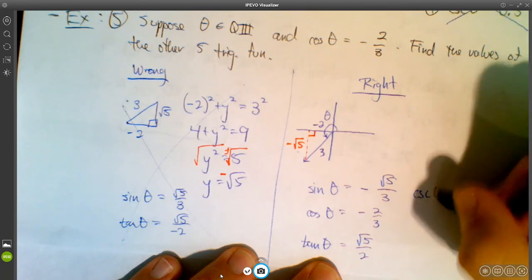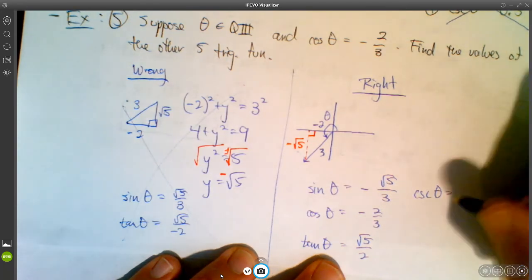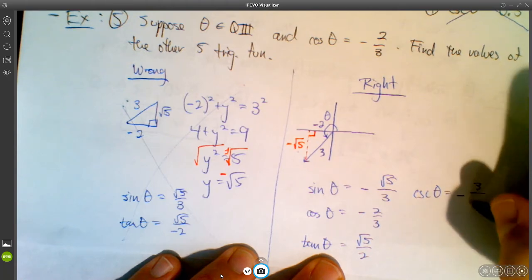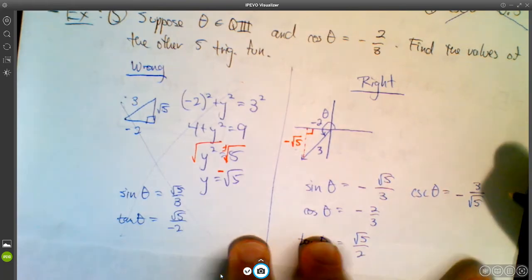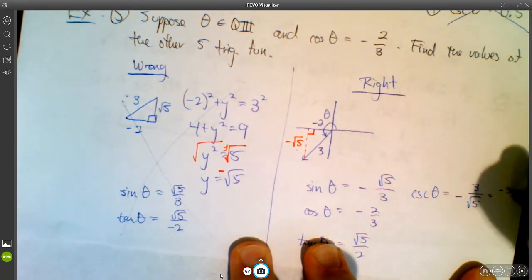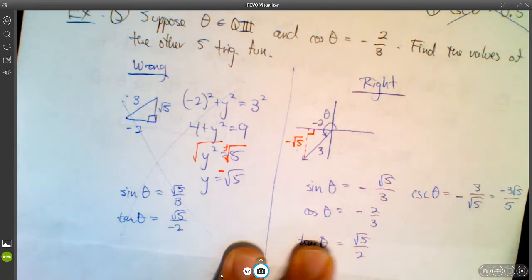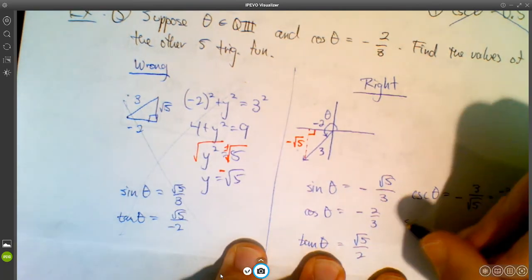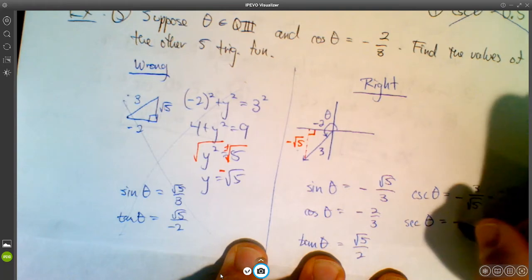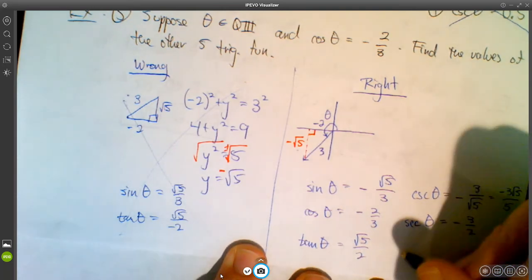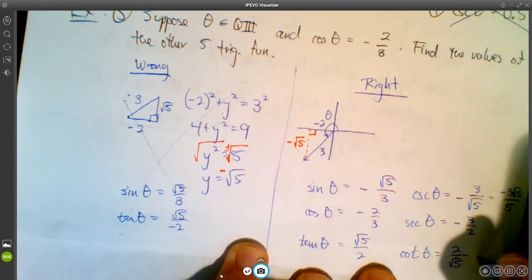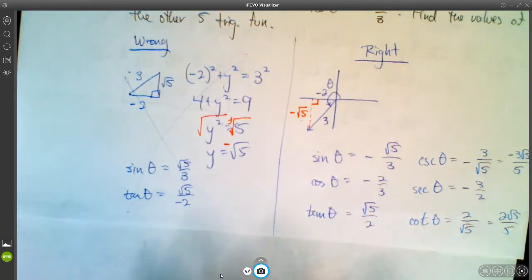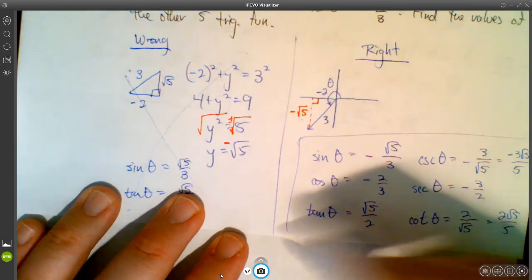Cosecant theta is just the reciprocal of sine theta. So that's negative 3 over root 5, which is perfectly acceptable to me. You can leave your answer that way. If you want to rationalize it, then you should get negative 3 root 5 over 5. So either one of those answers would be fine. Secant theta is going to be negative 3/2, and cotangent theta is going to be 2 over root 5, or in other words, 2 root 5 over 5. Okay, so those are the correct solutions.